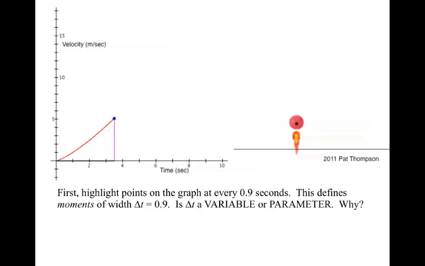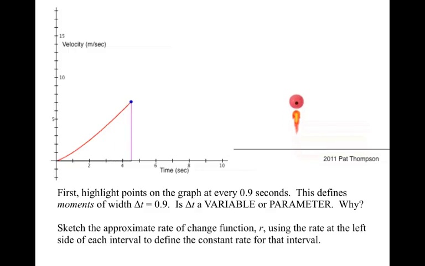So after you've highlighted those points, you're going to sketch the approximate rate function on the graph we gave you, and that's just r, right? The same way we've been doing it. You're going to use the actual rate at the left side of each interval to be the constant rate for that whole interval. So this should be familiar. We've done it a few times now.